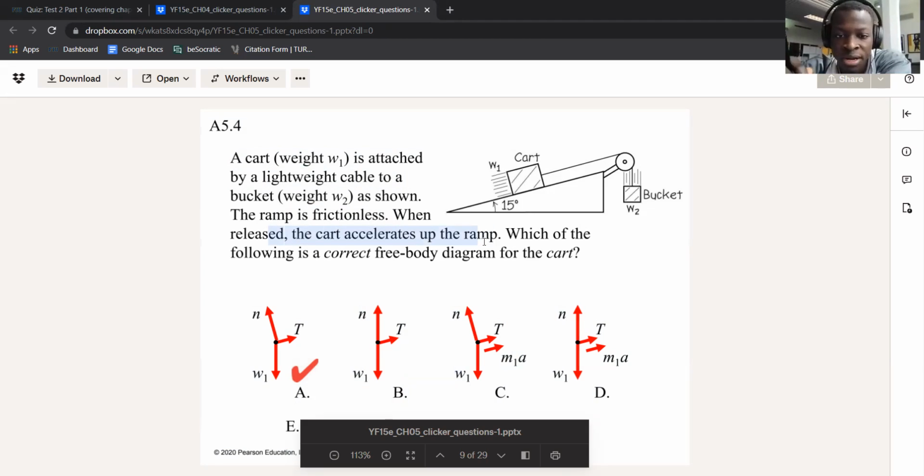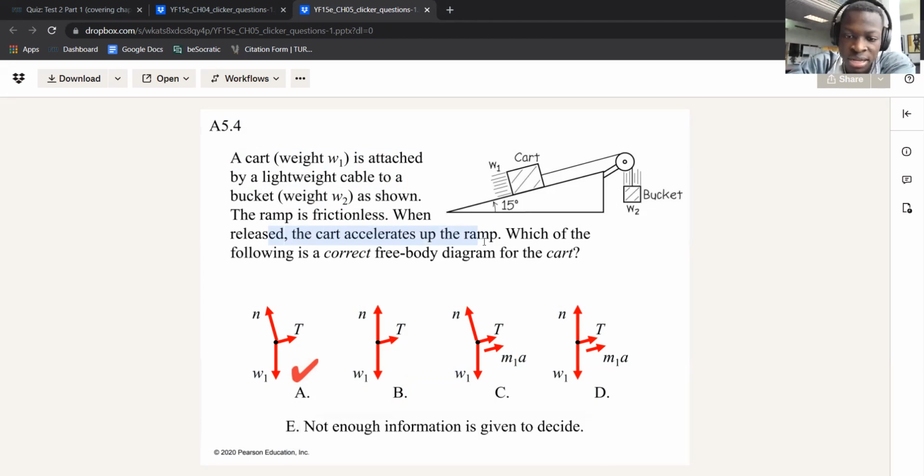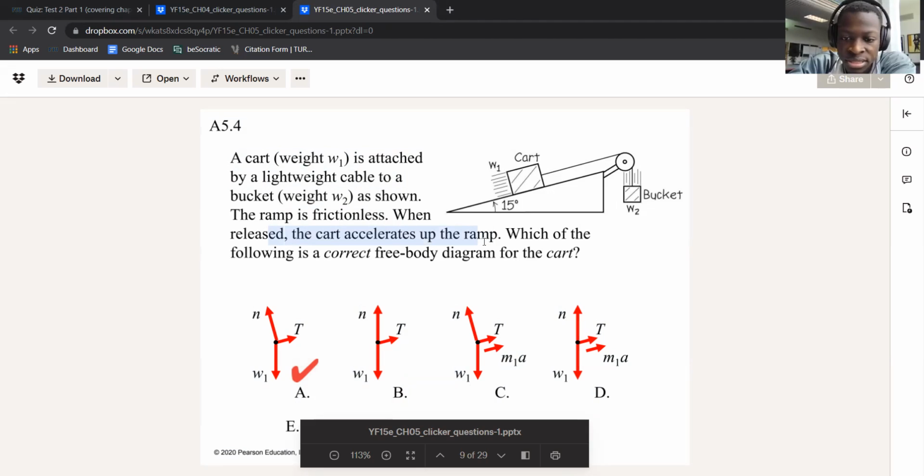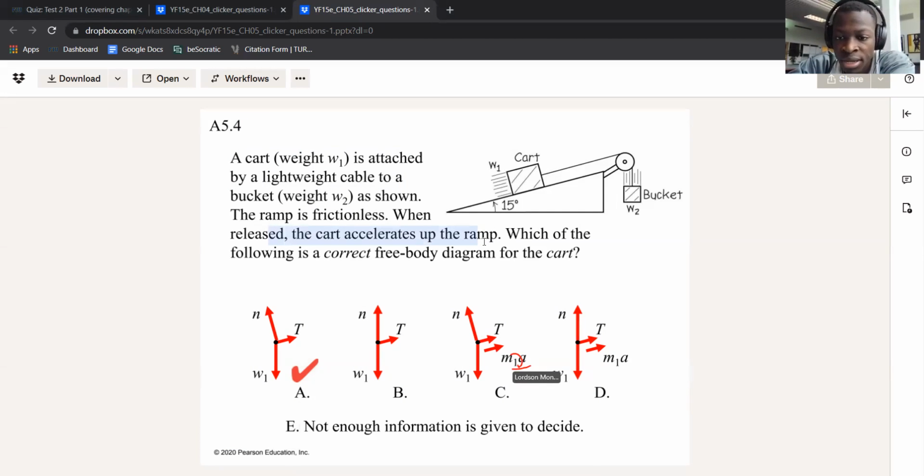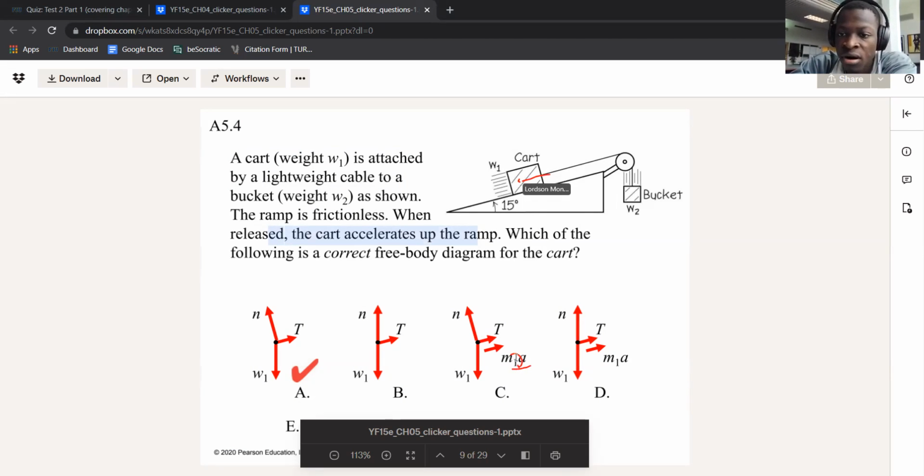I think the reason why it's not C is because C shows the acceleration M1A as if that's the acceleration of the force. It's not. I believe M1A should go off the cart, but it's not. Yes, M1A should go off the bucket, because the bucket is going down instead of in the other direction. That's what I was thinking. I think that's the missing link right there.